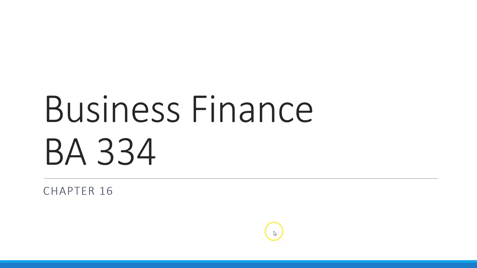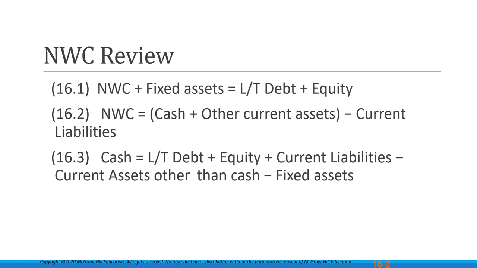Business Finance, Chapter 16. In Chapters 16 and 17, we're going to talk about short-term asset management. So we start Chapter 16 by looking at net working capital and reviewing net working capital from previous chapters. Net working capital is current assets minus current liabilities. Net working capital plus fixed assets equals long-term debt plus equity. These equations are just different ways to rearrange that net working capital information.